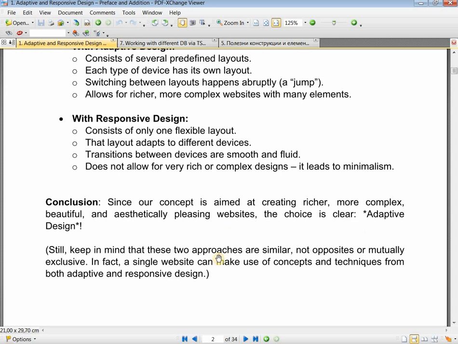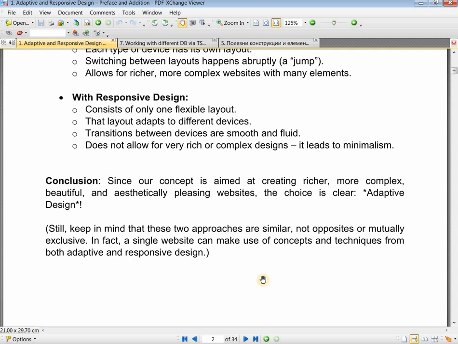However, we should know the following. These two approaches are not opposites, they are similar. They are two ways of achieving the same goal. That is, they are not opposites, but compatible, not incompatible. This, in fact, means that a given site can use concepts and techniques from both types of design, which is what we will do. Actually, we won't be doing a fully adaptive or fully responsive design, but we'll be making a site that uses both technologies.